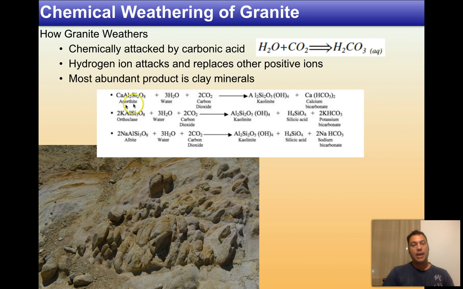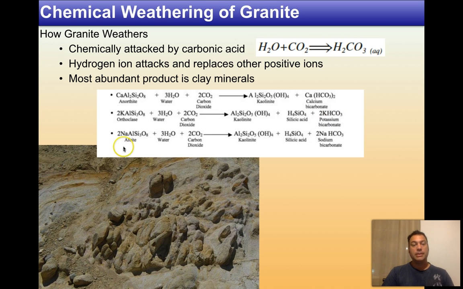So when you take anorthite and you add some water and some carbon dioxide to it, which of course is going to make your carbonic acid, you're going to wind up with a clay called kaolinite and a byproduct called calcium bicarbonate. And this is going to wind up in the oceans. If you take orthoclase, this is K-spar, plus water plus carbon dioxide, you're going to get kaolinite, silicic acid. Now we have something new here. We're going to be putting silica into the water. And potassium bicarbonate, again, going to wind up in the ocean. Both of these will wind up in the ocean.